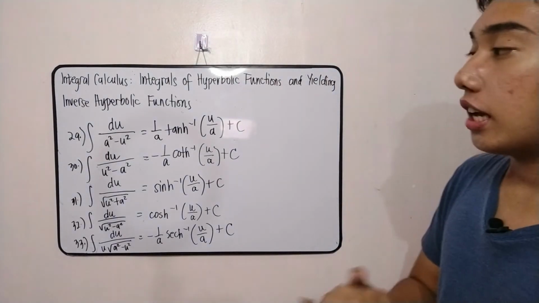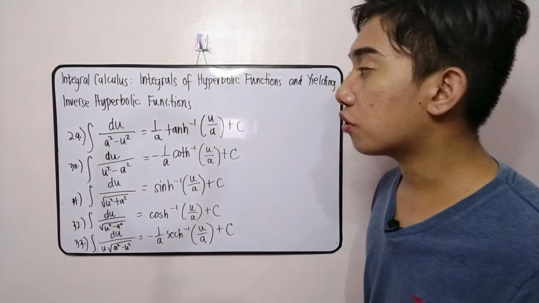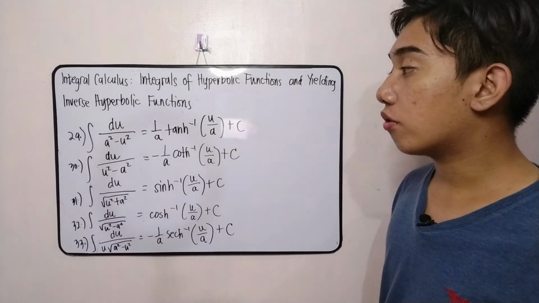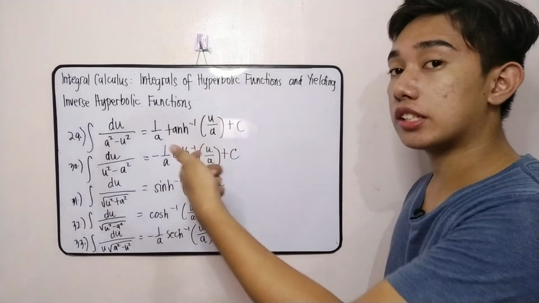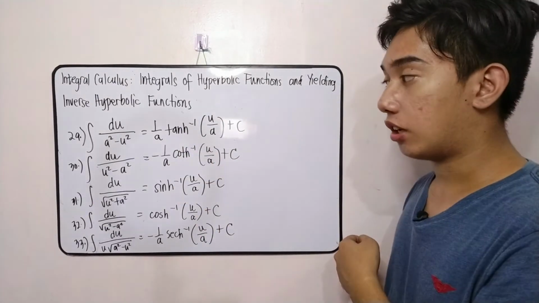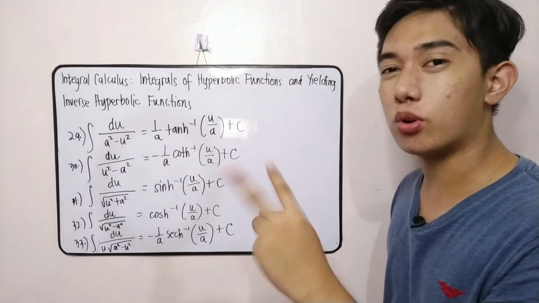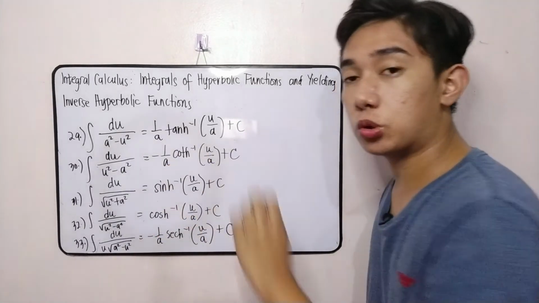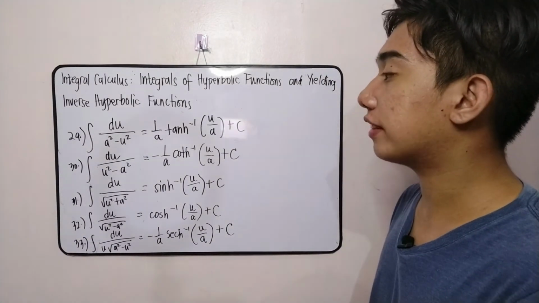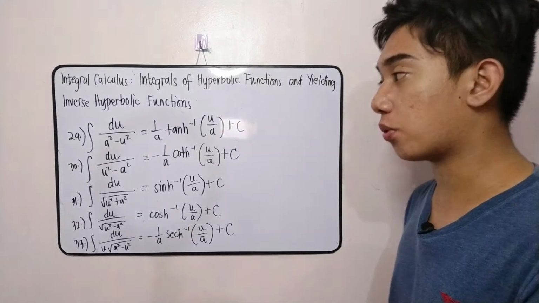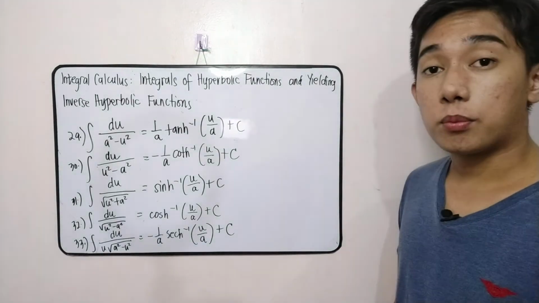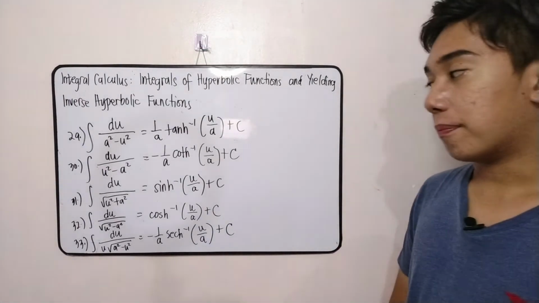So our rules are starting with the integration of du all over a squared minus u squared is equal to 1 over a hyperbolic inverse tangent of u over a plus c. Usually, interchangeable kasi yung hyperbolic and inverse. It's still the same, but it denotes this case. Okay? So for the second one, we have the integration of du all over u squared minus a squared is equal to negative 1 over a inverse hyperbolic cotangent u over a plus c.